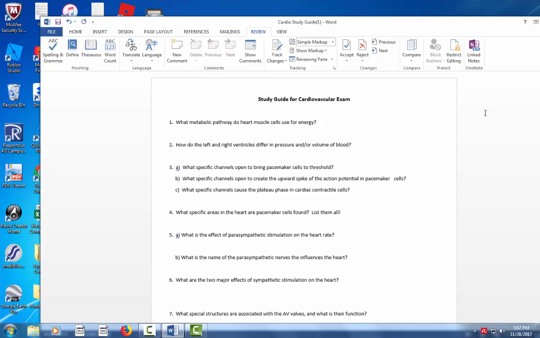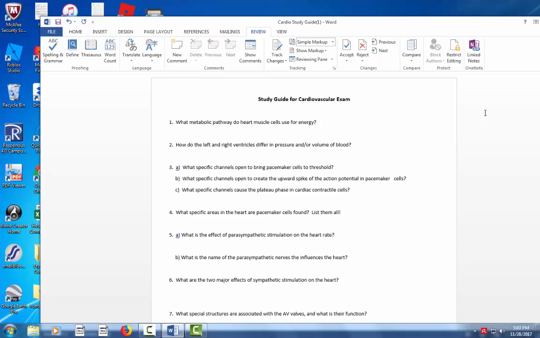Number five, what is the effect of parasympathetic stimulation on the heart? Do you remember where those fibers are from? The vagus nerve. So it slows down the heart rate. Slows the heart rate. So the SA node, and the AV node as well. Yeah. So letter B, what is the name of the parasympathetic nerves that influence the heart? That's the vagus nerves coming on either side of the brainstem.